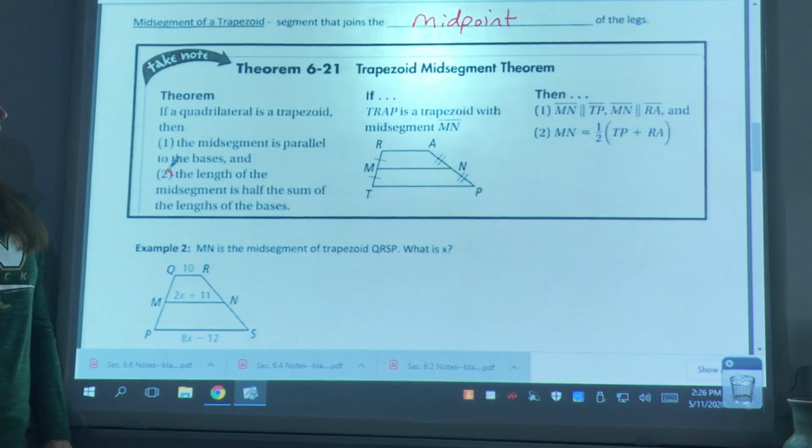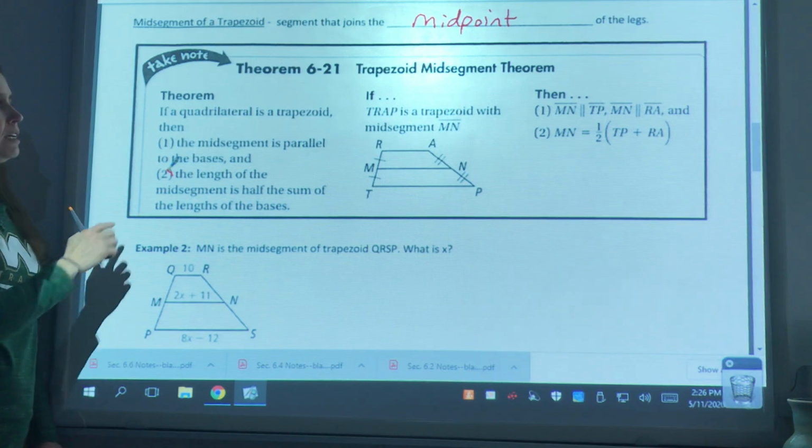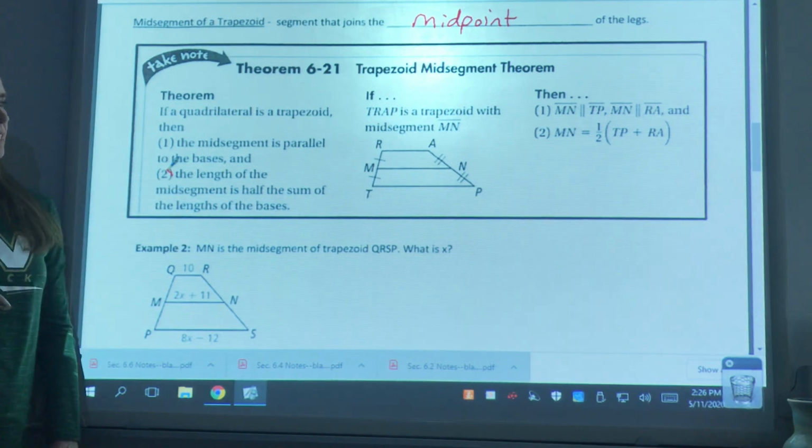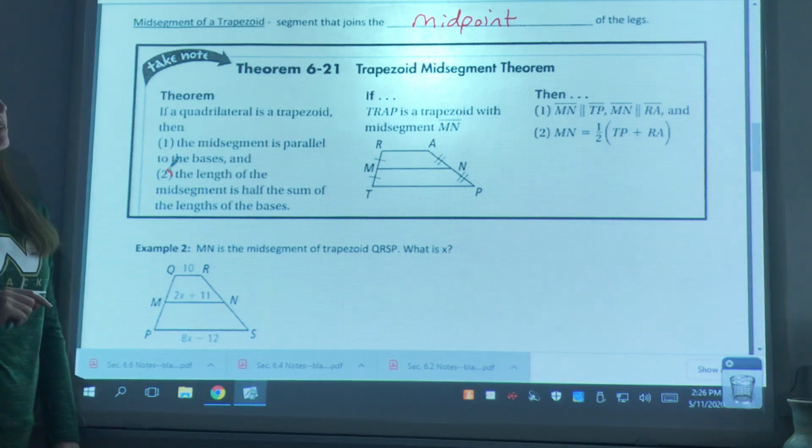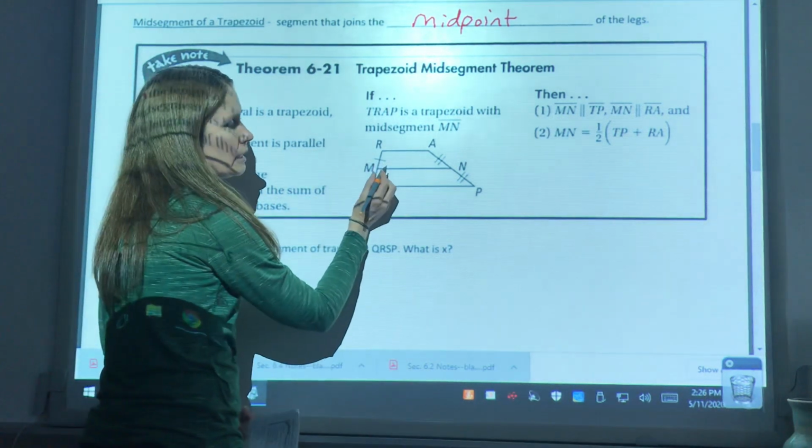All right, so if we look at this picture, it says if a quadrilateral is a trapezoid, then the midsegment is parallel to the bases, and the length of the midsegment is half the sum of the lengths of the bases. Okay, and this picture shows that well.